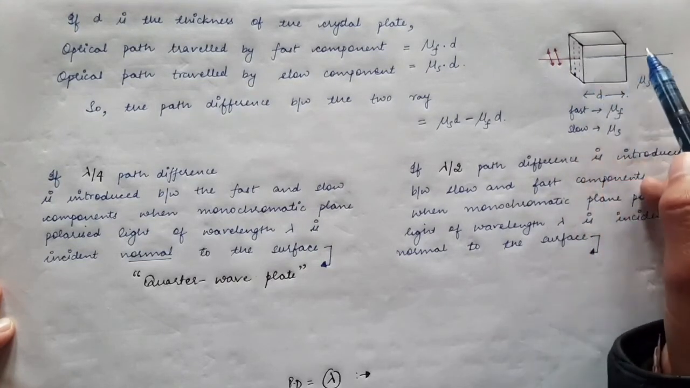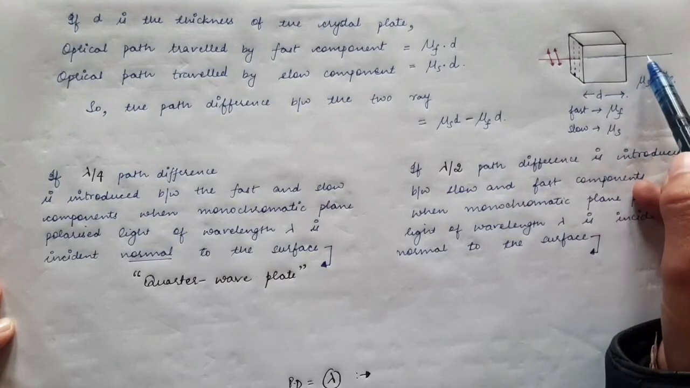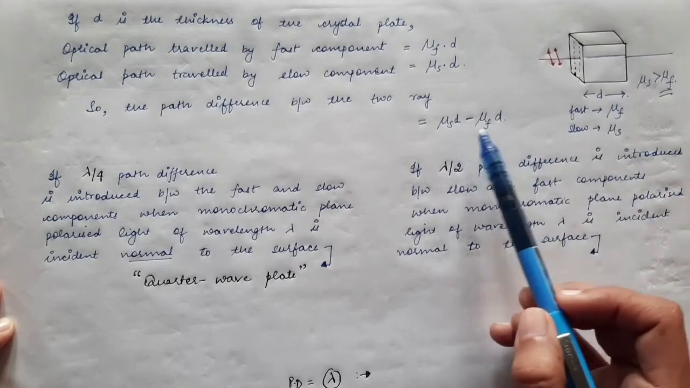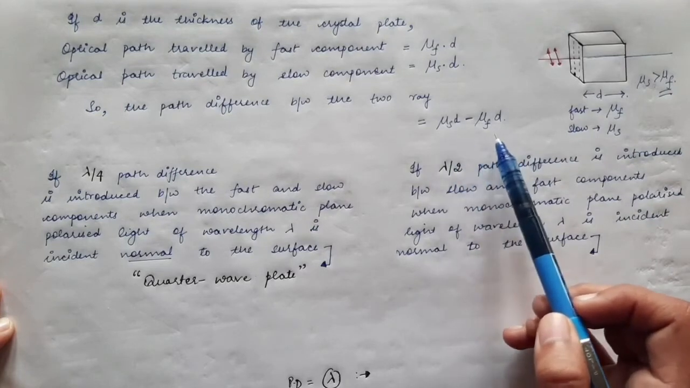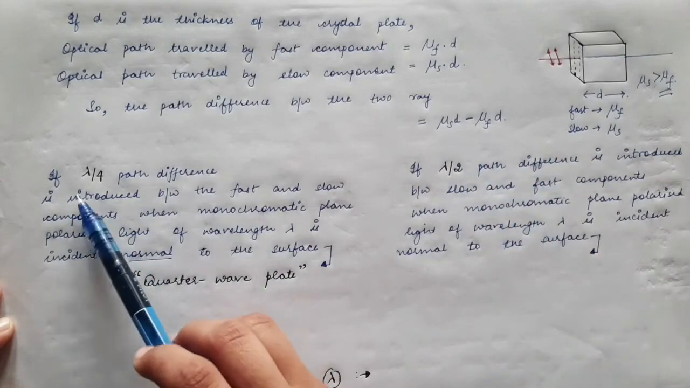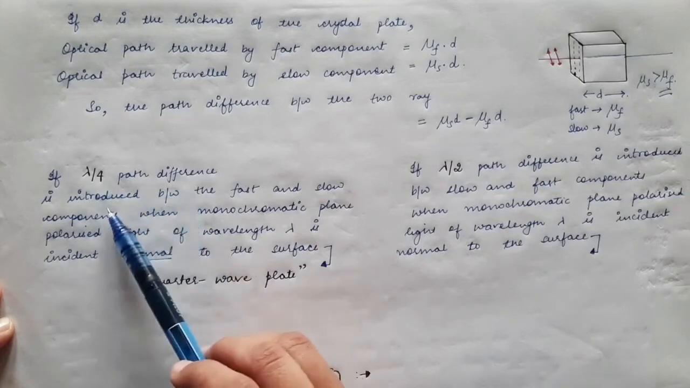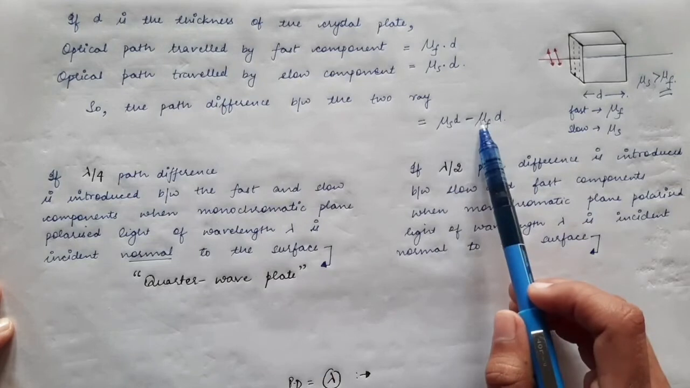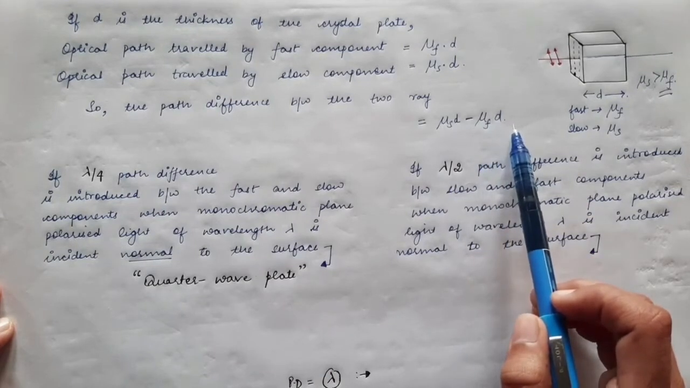Now these two components, when they emerge out of this plate, will again superimpose with each other and give us the resultant electric field vibration. Now this is the path difference between the two orthogonal components. So if lambda by 4 path difference is introduced, you can see that mu s will be constant and mu f will also be constant for the same material.